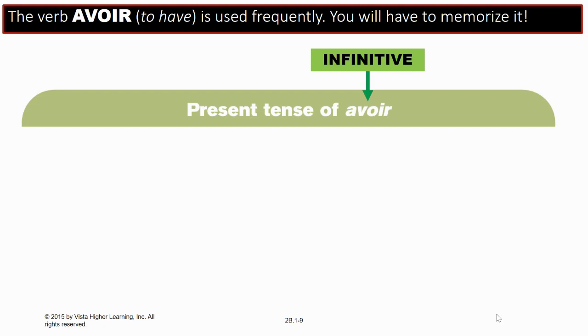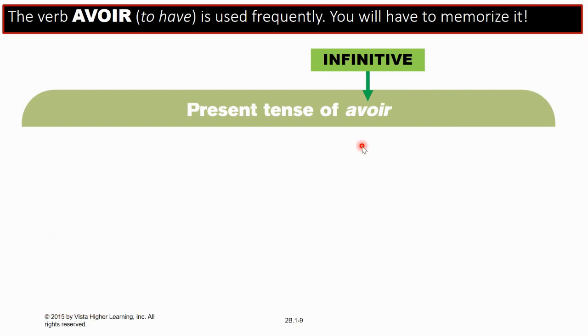In today's lesson, we are going to learn about the verb avoir, which means to have. Avoir is one of these verbs that you will use a lot. So there's no other choice for you than to memorize it. So avoir means to have, and we call that the infinitive.